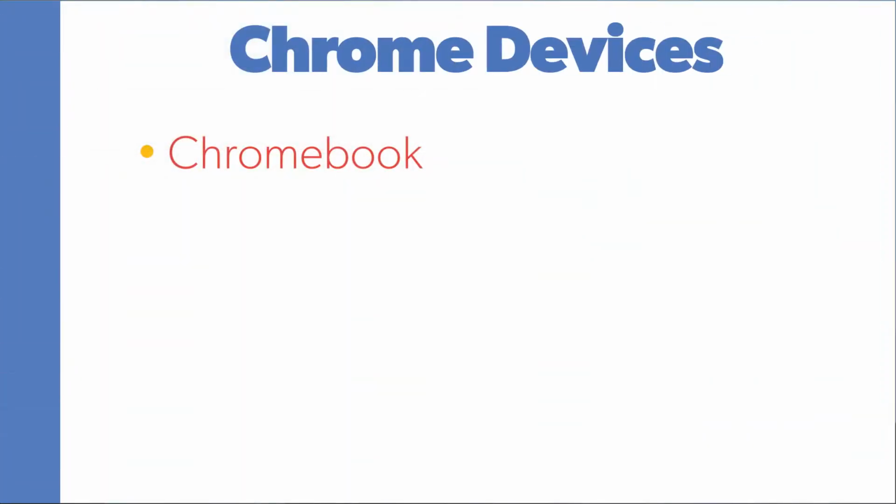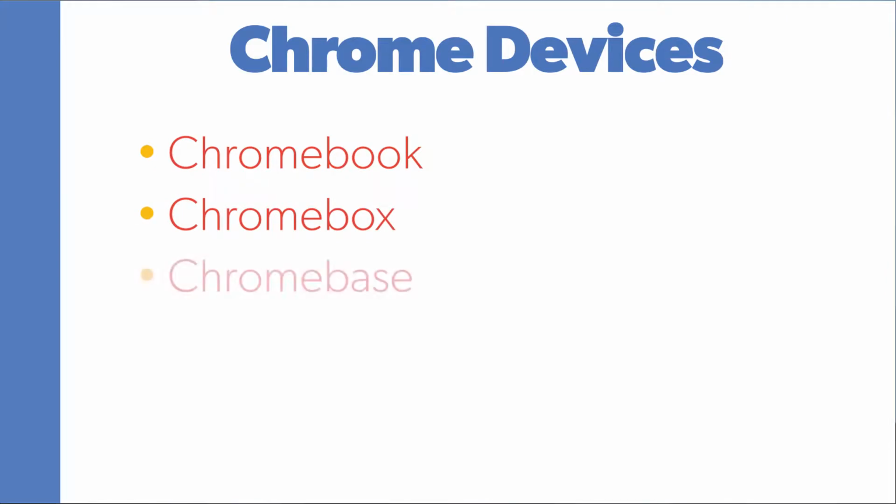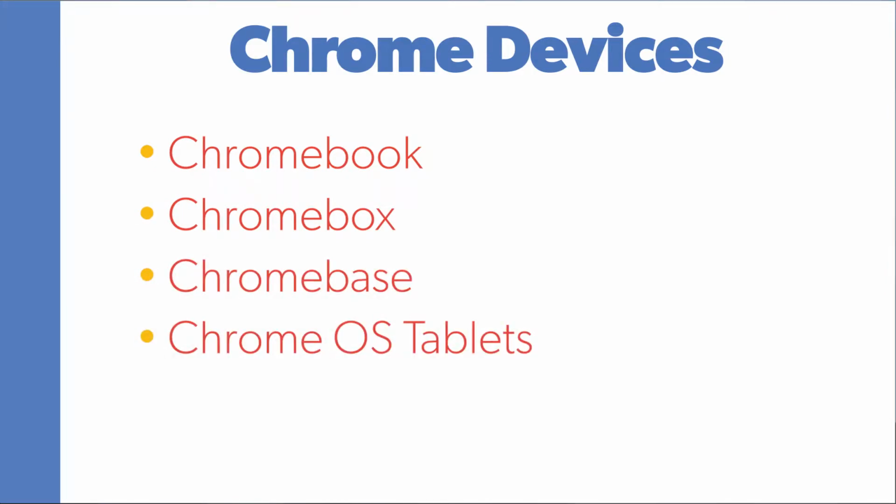So to do that, we need to first look at the types of devices that are out there, which support Chrome. We've got Chromebooks, which you may or may not be familiar with. We've got Chromeboxes, Chromebases, which are basically an all-in-one display. The newest one on the market, which is a Chrome tablet-based device, and we also have then the Chromebit, which is a small little form factor HDMI stick.